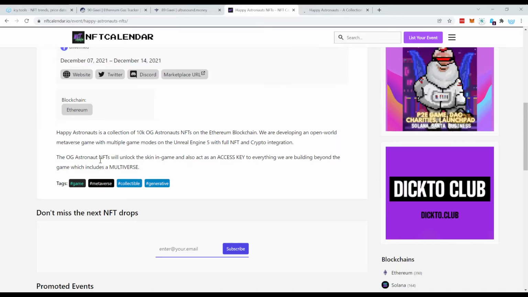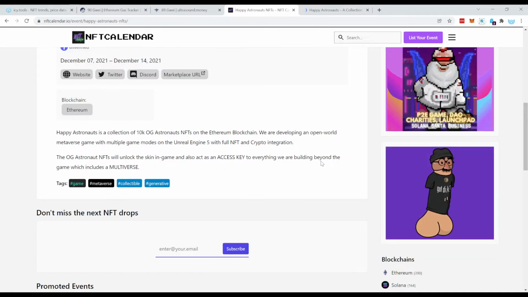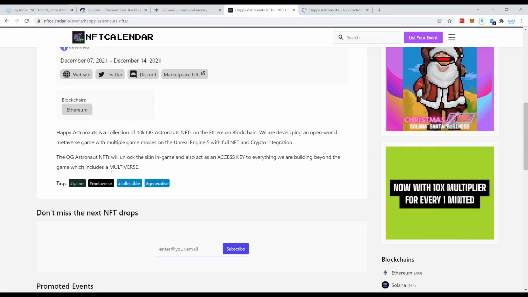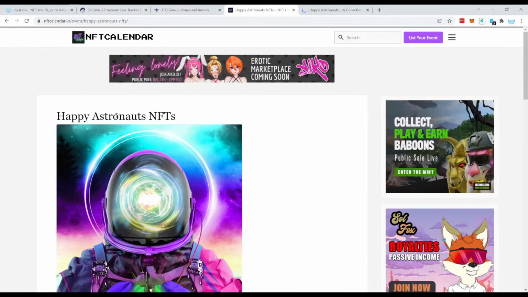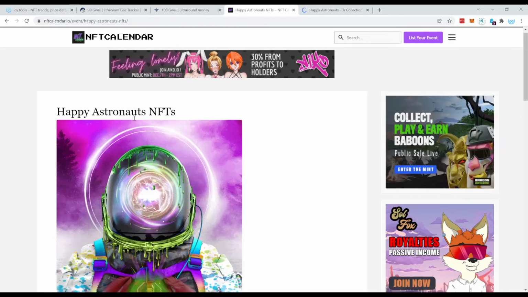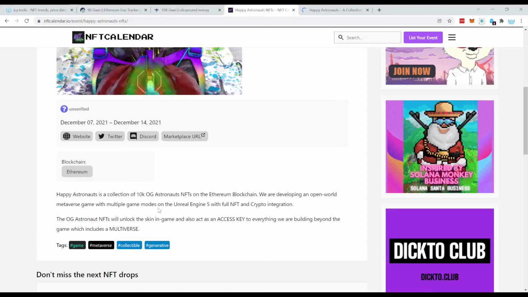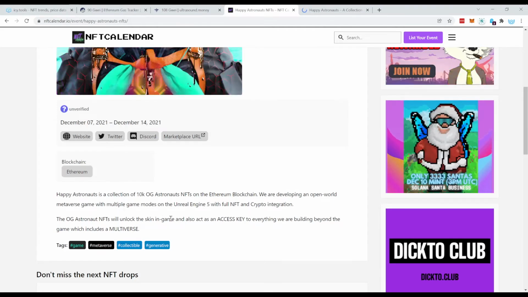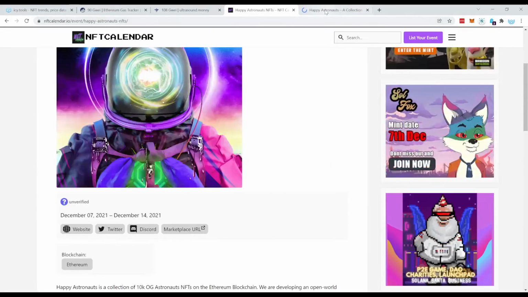So for example, the OG Astronaut NFT will unlock the skin in-game and also acts as an access key to everything we are building beyond the game, which includes a multiverse. Okay, this sounds already pretty interesting. So what this is, it's an NFT, which is somehow connected to a metaverse game, and the holders of this NFT get some perks. This was exactly what I mentioned before. So this is already a good sign, right? This is already something positive.